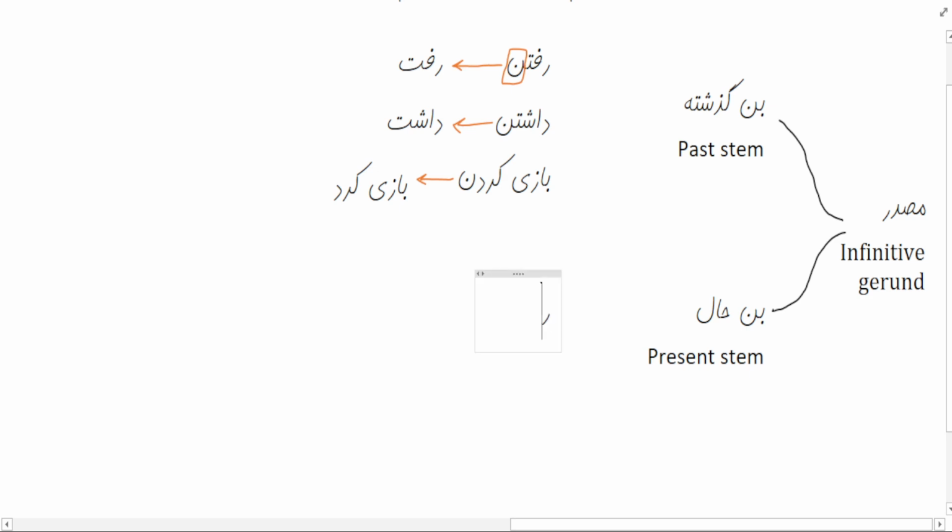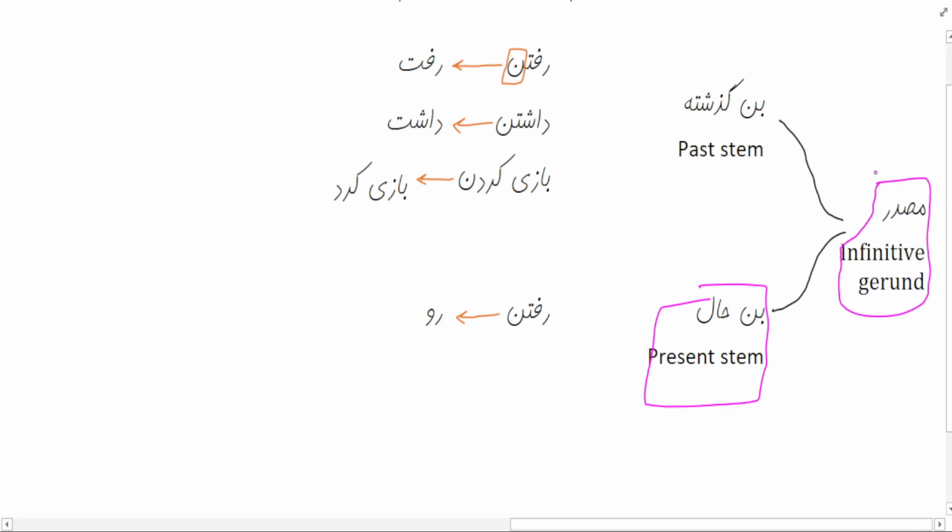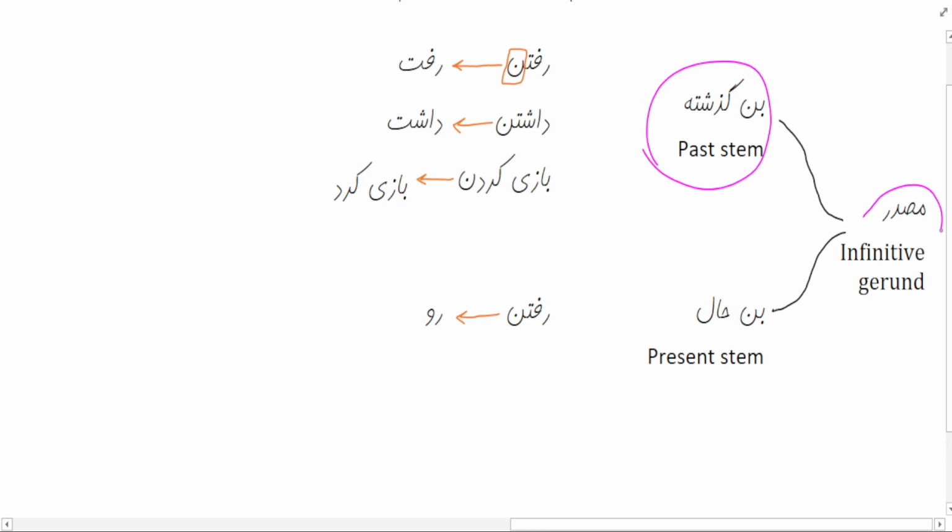I'm giving you some examples like raftan. Okay, it would be ro. See the relationship between these two, between this guy bonehal, present stem, and master is not very vivid. See, raftan, that is master, and ro is bonehal. Well, not very vivid how you can derive one from the other. But the relationship between this and this is just very obvious.